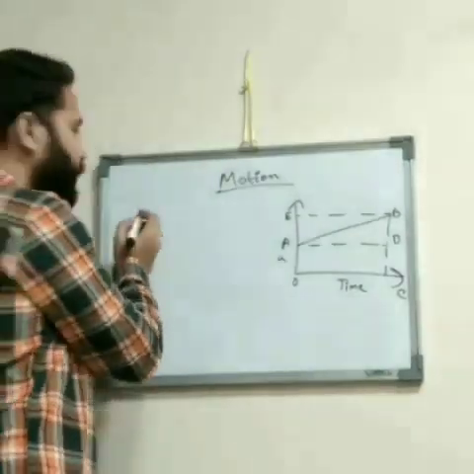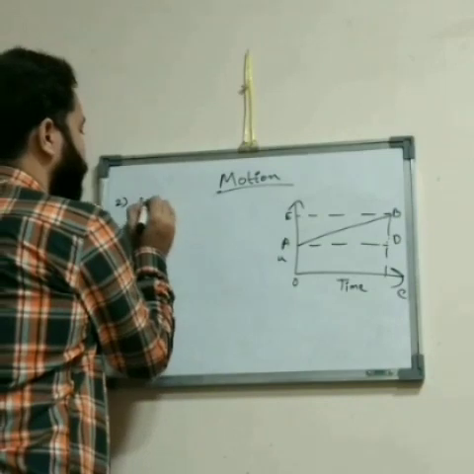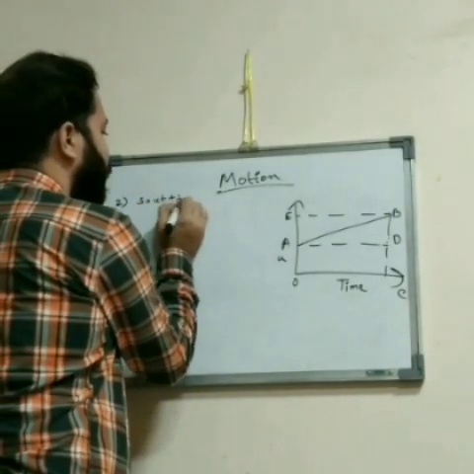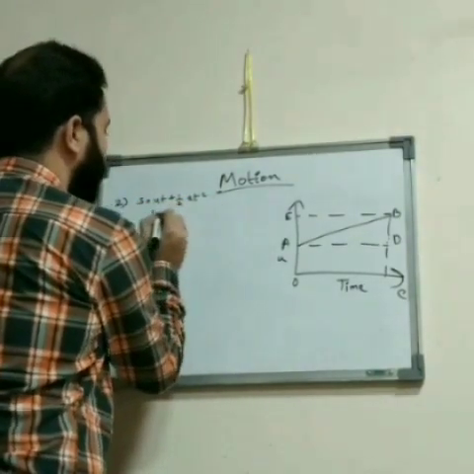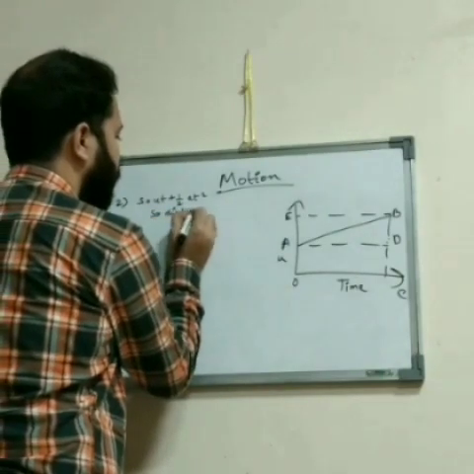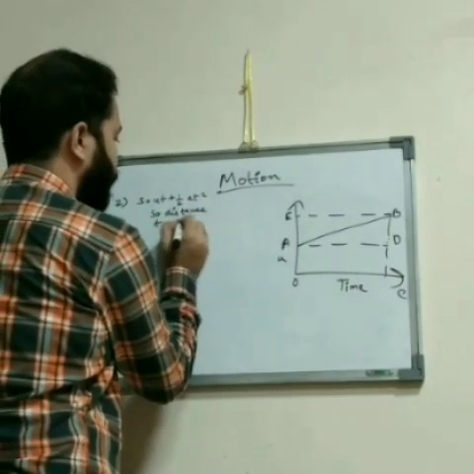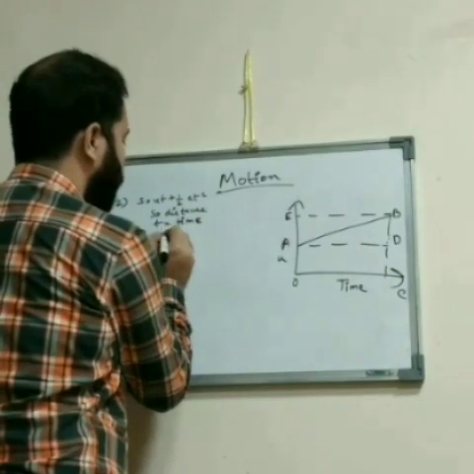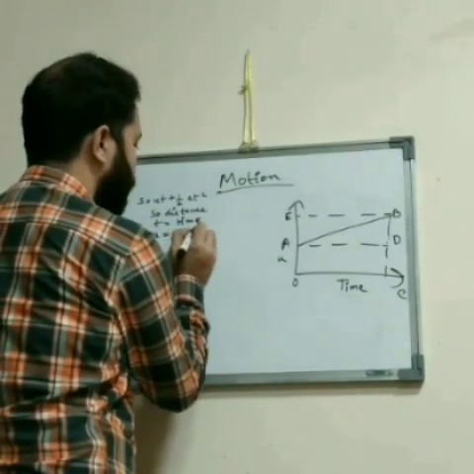Let's find out the second equation of motion. s is equal to ut plus half at square. s is the distance traveled by an object, t is the time, and a is the uniform acceleration with which it is moving.